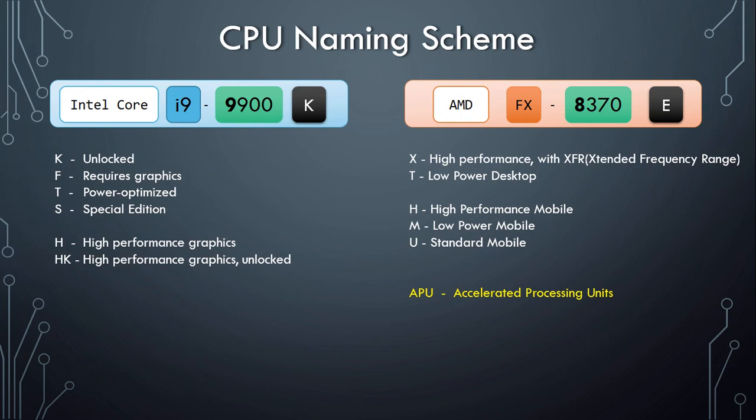So, we have product line suffixes in AMD like X, T, which are used for the desktop, and we have H, M, U, which are used for the mobile processors or laptops. In AMD we do have another series called the APU series, and APU stands for accelerated processing units, and in these processors there is built-in graphics inside the CPUs.